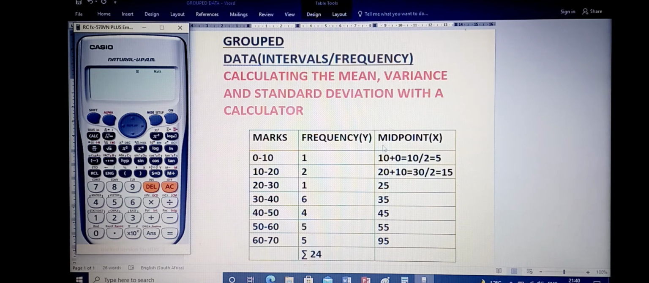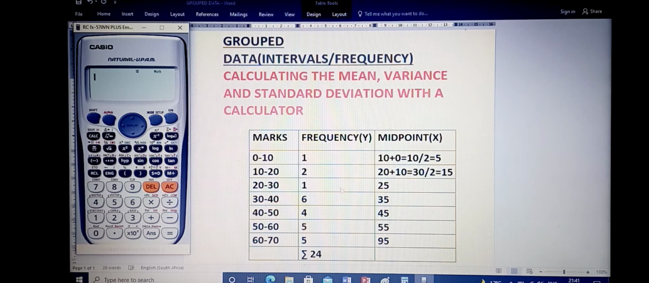It's from the word mid, which means center, the center point. So we're looking at the interval: 10 plus 0 equals 10, divide by 2, the midpoint, which gives you 5. Then we have 20 plus 10, which equals 30, divide that by 2, which is 15. Then I went on and filled it in. It's the same procedure: 30 plus 20 divided by 2 is 25, and 40 plus 30 divided by 2 gives you 35. And then I filled in all the rest, which is 45 next, and 55, and then 95.